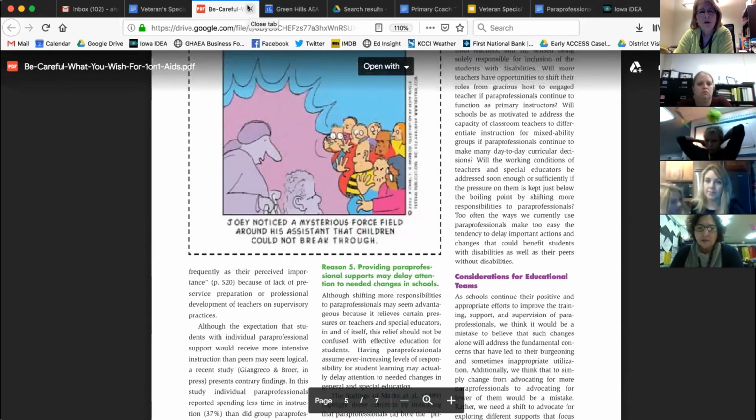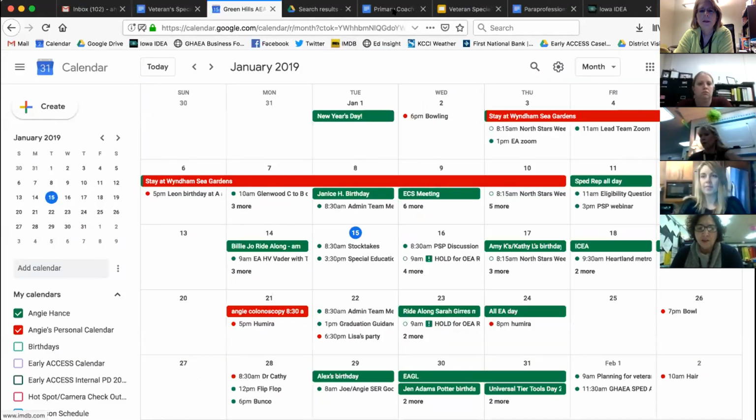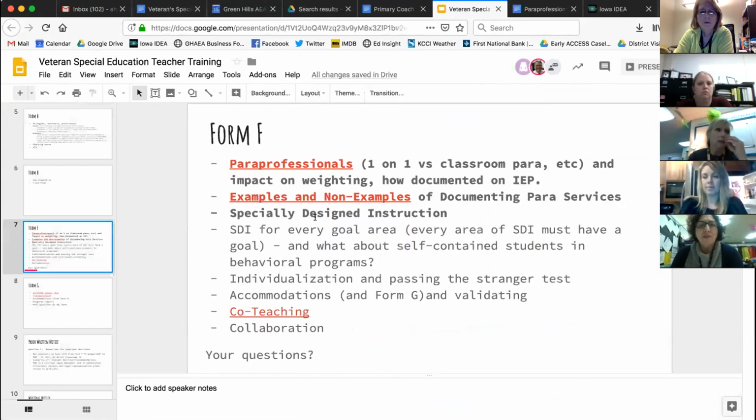One of the things that Ron and I talked about is how do teams determine whether a para is needed or not, and how do teams determine whether a para is not needed anymore, and the need for our AEA to provide some specific guidance on that. There are a number of tools out there, but we don't have anything that we've said.